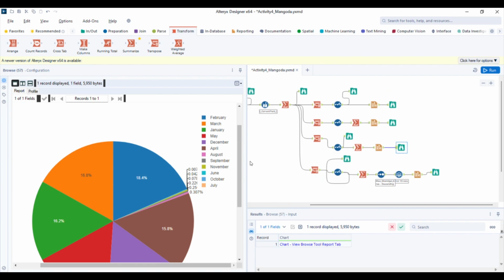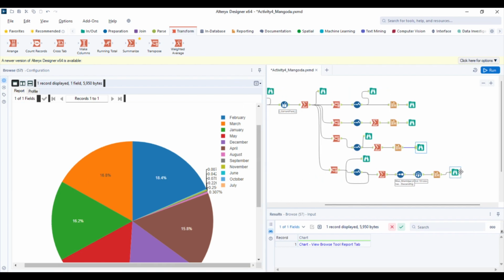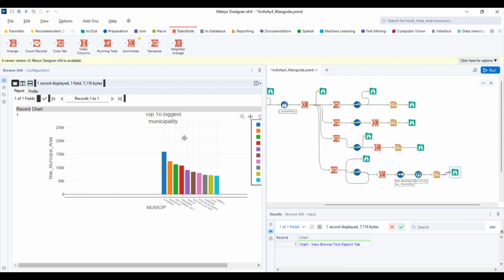The last data visualization that we have is the top 10 biggest municipalities. The first one is Altamira, which is 159.551 kilometers, followed by Barcelos, which is 124.158 kilometers, and also followed by Sao Gabriel da Cachoeira, which is 112.480 kilometers. Then the smallest municipality is Labria, which is 69.66 kilometers.